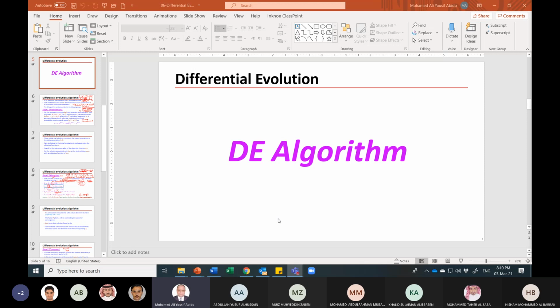So we will continue differential evolution technique, which is the global optimization technique, different than genetic algorithm in the way we implement mutation and the crossover.